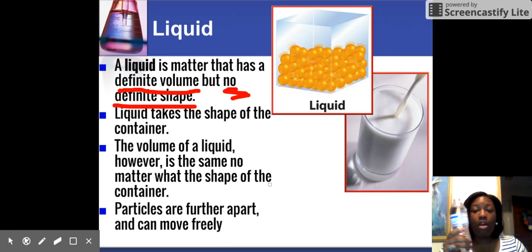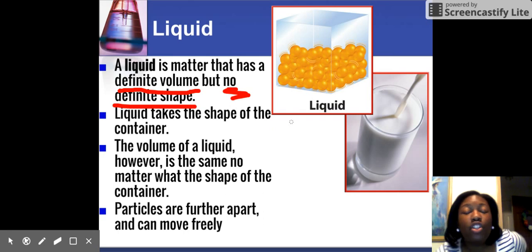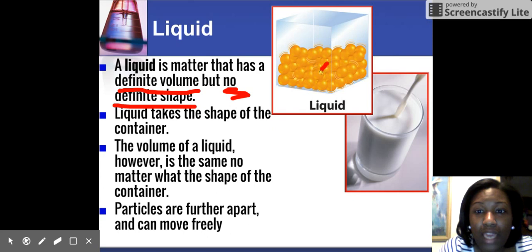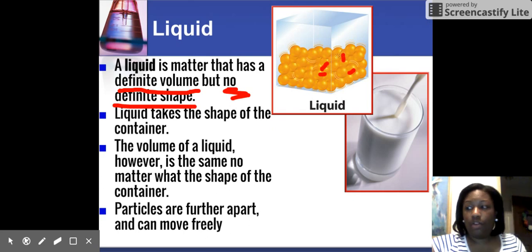If I pour this bottle of water into a jar, it's going to have the same amount of volume, even though the shape changes. As much liquid as is in the water bottle will be in the jar. Everything stays the same. In a liquid, if you look at the particles in this picture, they are a little more spread out, but they're still together. They are still moving, and there are no gaps in between, so they're still connected and still moving.